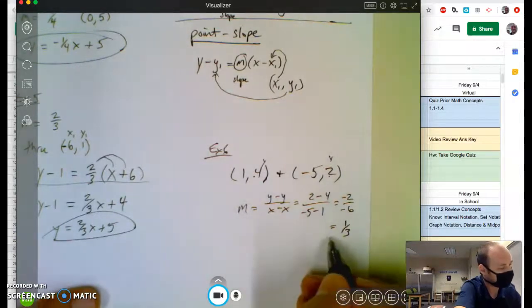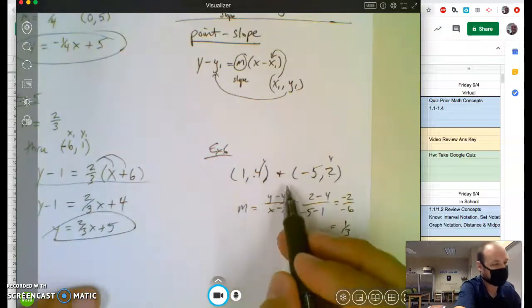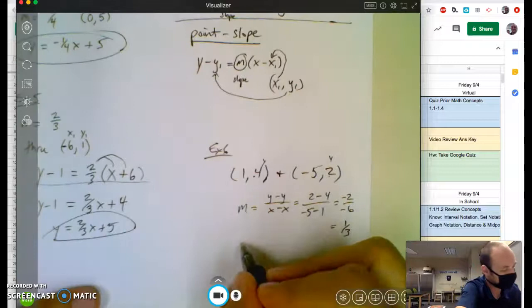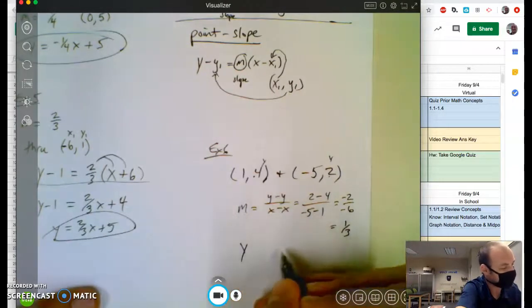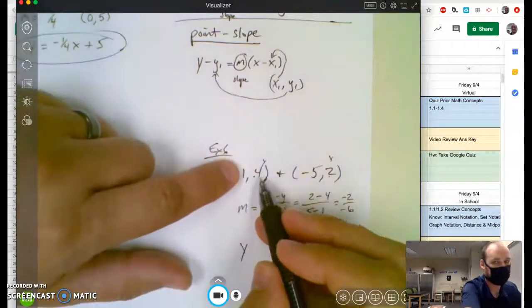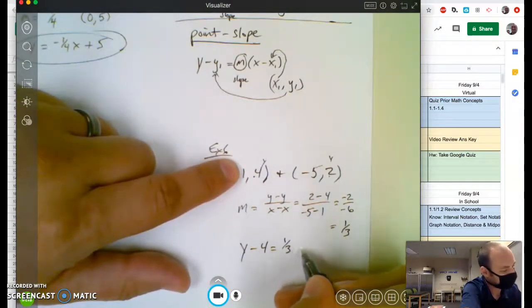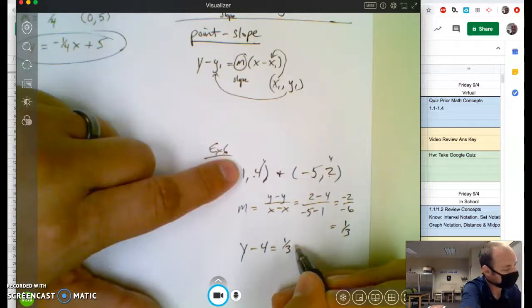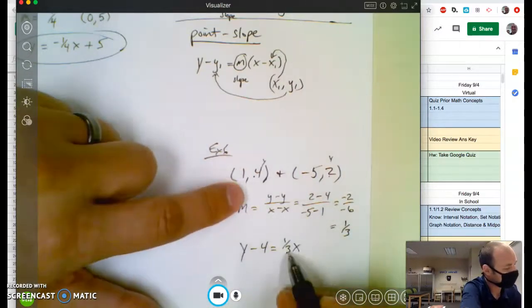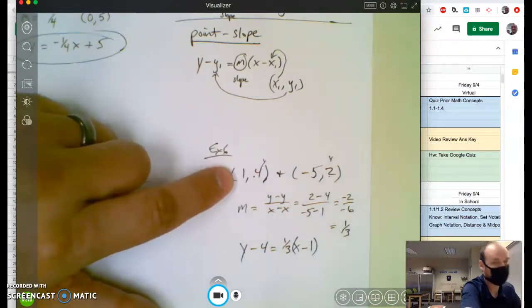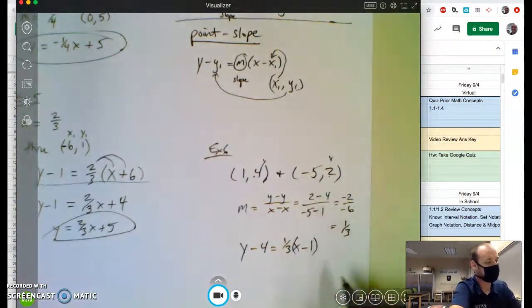So I found my slope, and I have a point, so I can use point-slope again. Now, does it matter which point you pick? Good question, self. The answer is no. So which one do I pick? The one without negatives. I mean, why live life negatively? So you're going to do y minus 4 equals m times x minus 1. You could also do it with a 2 and a -5. It comes out to be the same. You can FOIL that and get to the answer if you want, or you could leave it like that.